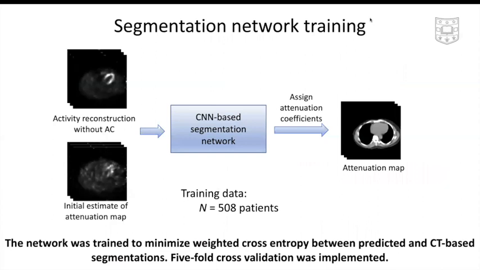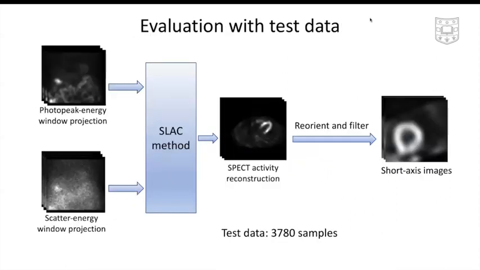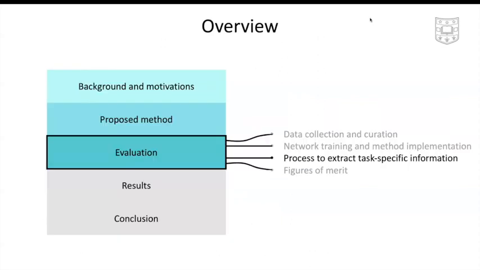The network was trained to minimize weighted cross-entropy between predicted and CT-based segmentations. 5-fold cross-validation was implemented. In the test dataset, we have 3,780 3D images. We use the SLAC method to obtain activity reconstructions. Next, we reoriented and filtered these images into short axes. Then we are going to extract task-specific information from those images.